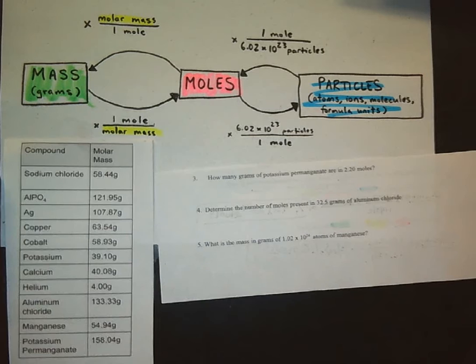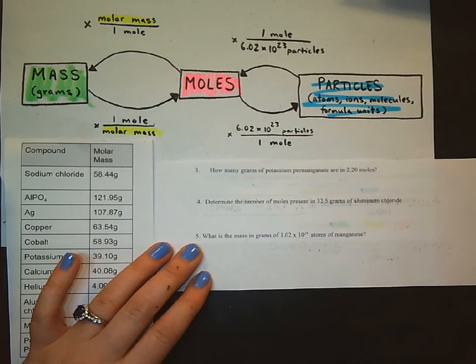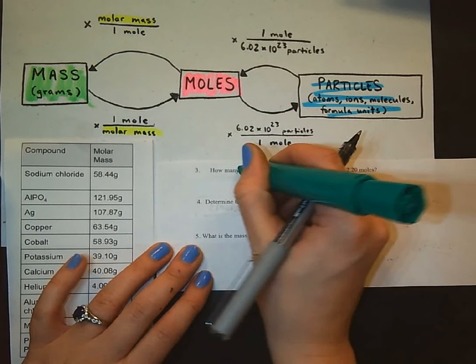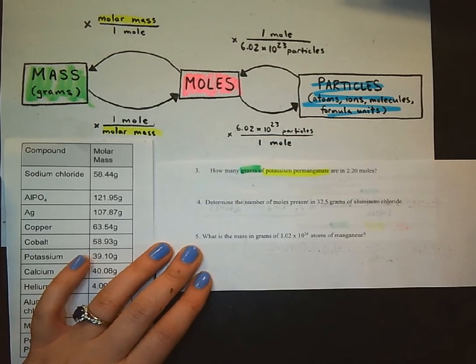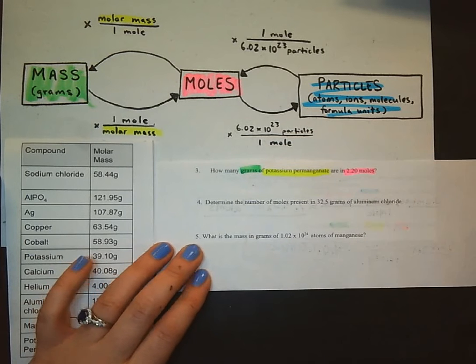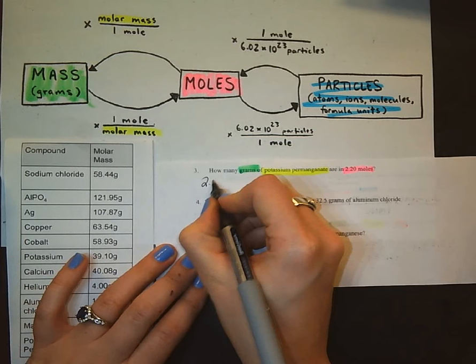Let's go ahead and look at the back side. Number 3, how many grams of potassium permanganate are in 2.2 moles? So we're going to write down what we're starting with, 2.20 moles.